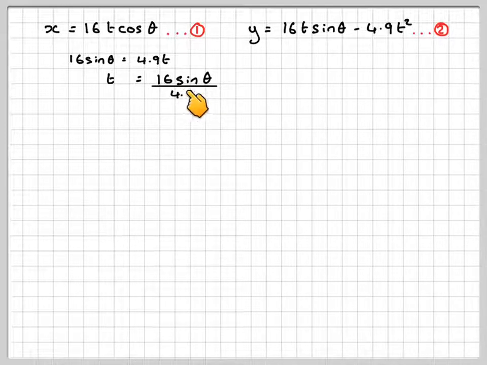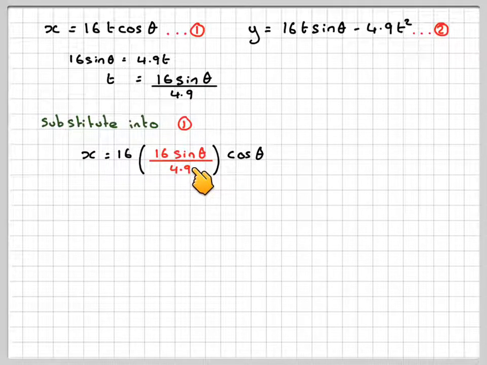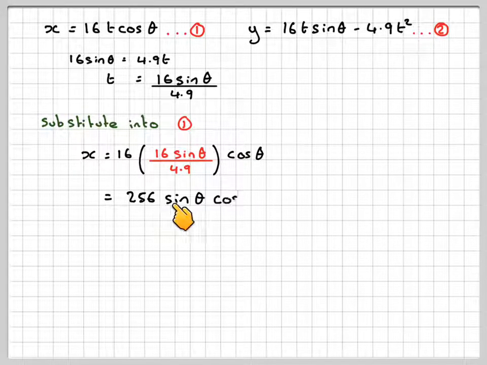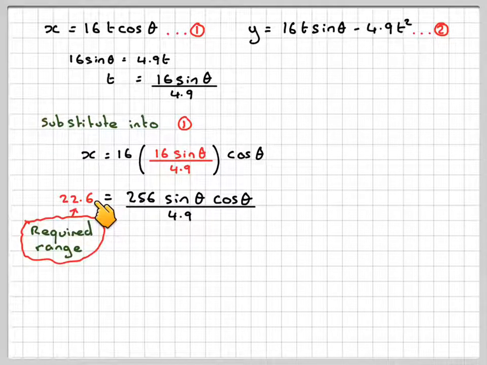Now what we're going to do is substitute that into equation 1. We're going to have 16 times t, which is now 16 sine theta over 4.9, and don't forget the cos theta. 16 times 16 gives 256 sine theta cos theta over 4.9. Now we want the range to be 22.6, so we need to put that equal to 22.6, the horizontal component.